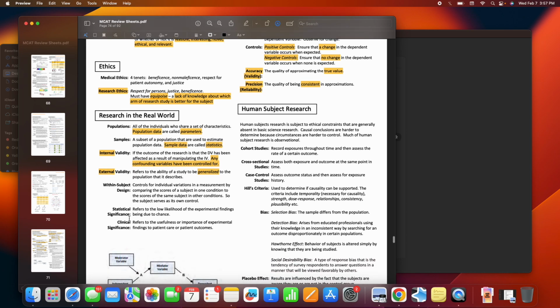You have within-subject design, which controls for individual variations in a measurement by comparing the scores of a subject in one condition to the scores of the same subject in other conditions. So the subject serves as its own control. You use the same subject in two different conditions and you control for the variations in the measurement by comparing the scores of the subject in one condition and then the other. This is within-subject design.